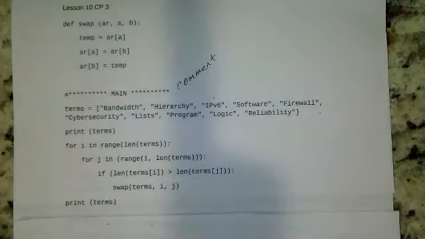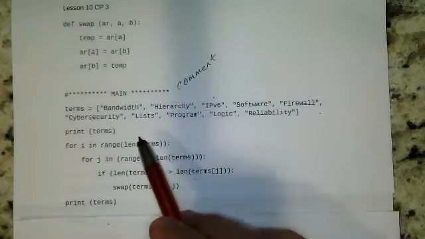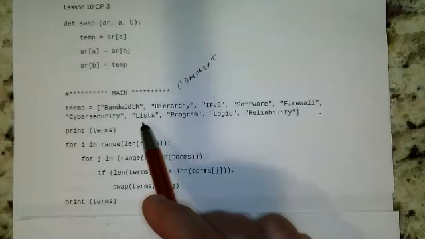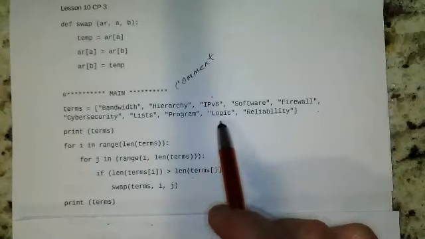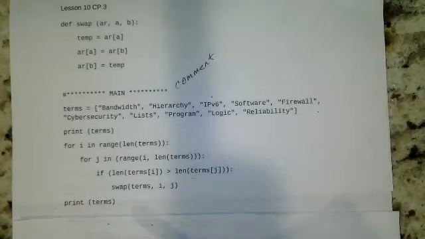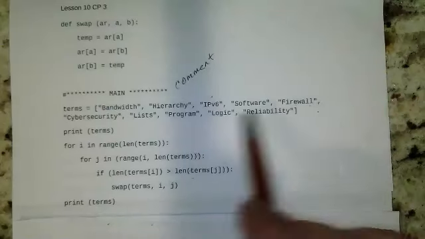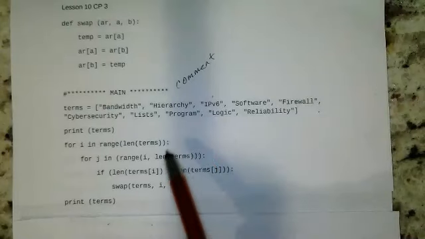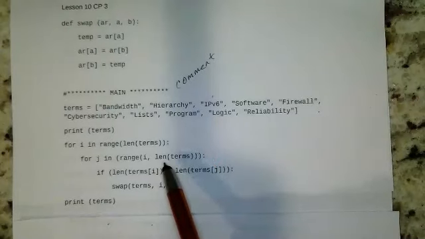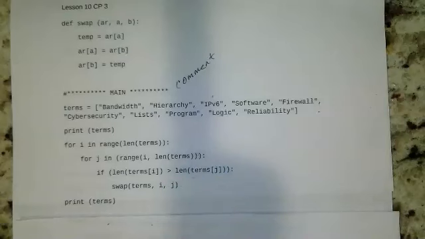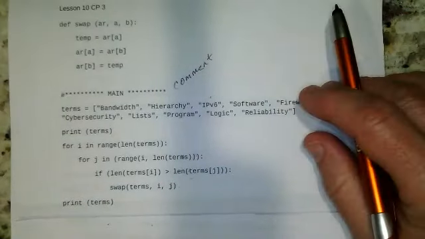And then our final answer is given to us. It should be IPv6, list, logic, program, firewall. Now, why does list come before logic besides alphabetically? But here it is on the list. And when we compared the two, this was not longer than this, so this stayed in front of it. Does that make sense? So this logic, program, which was 7, firewall came before program, so it stayed in front of it. And then bandwidth, hierarchy, reliability, and last but not least, again, is cybersecurity.